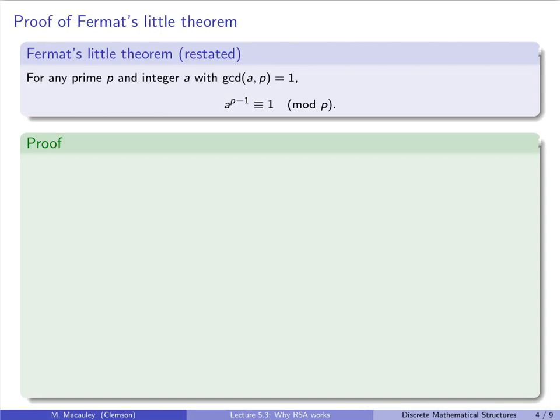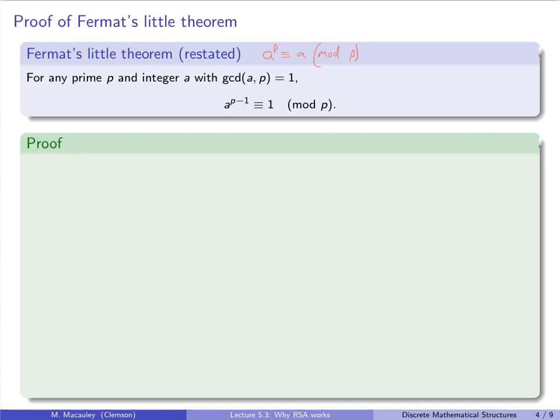Recall from the previous slide that Fermat's little theorem is that a to the p is equivalent to a mod p. And we quickly notice that this is trivial if a is 0 mod p, in other words, if it's a multiple of p. So because of that, we can disregard that case and state Fermat's little theorem as follows. For any prime p and integer a that's relatively prime to p, a to the p minus 1 is equivalent to 1 mod p. We also showed this version on the previous slide.